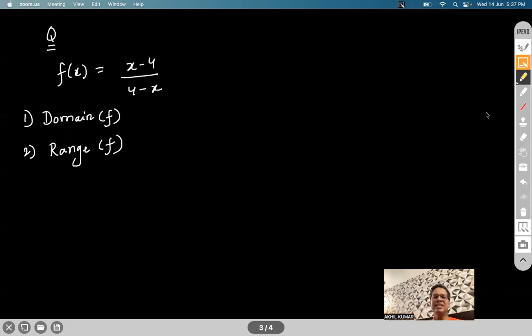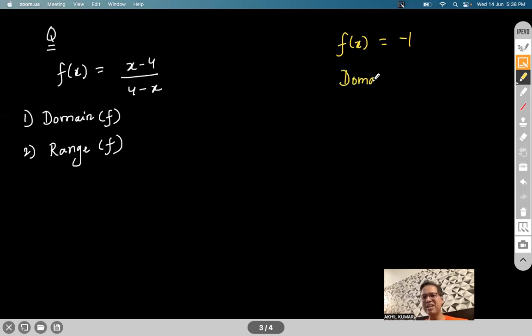Okay, guys. So first of all, the confusion and the mistake which people make is, they'll say, oh, the x minus 4 is negative of 4 minus x. So the function is minus 1, right? So is this a constant function? And if this is a constant function, my domain should be all real numbers. Do you think this is correct? No, this is not correct.